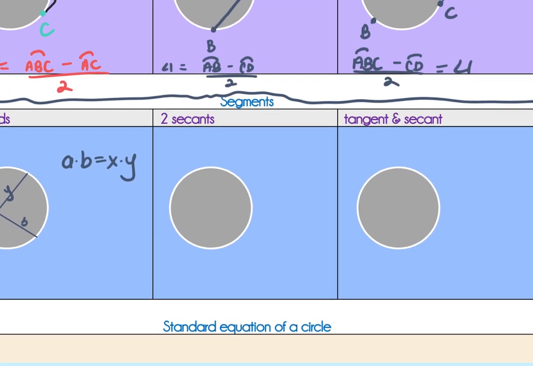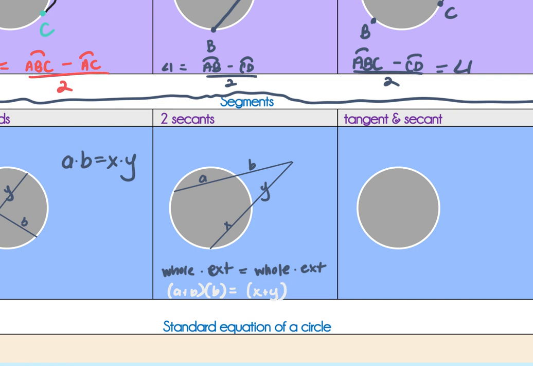Then came 2 secants. And this is whole times external equals whole times external. So in this case, it'd be A plus B times B equals X plus Y times Y.